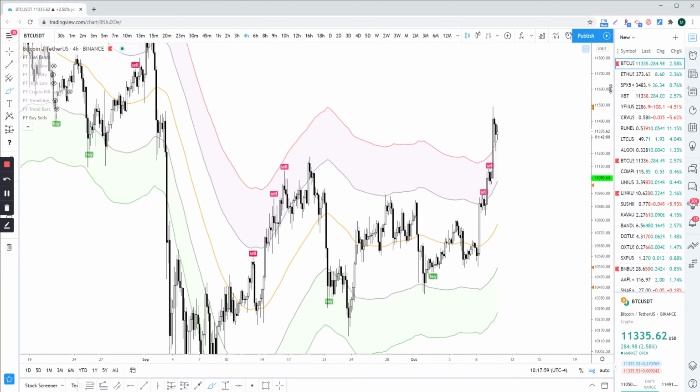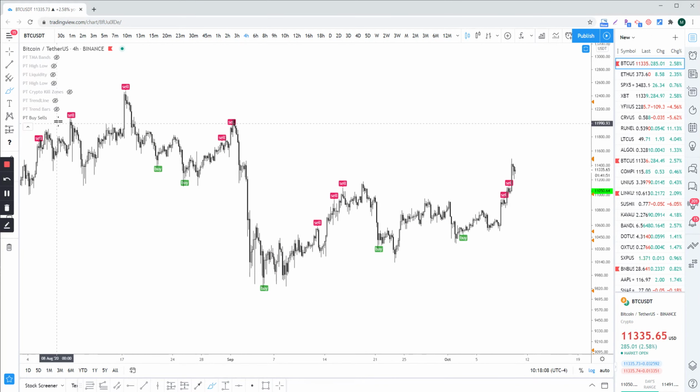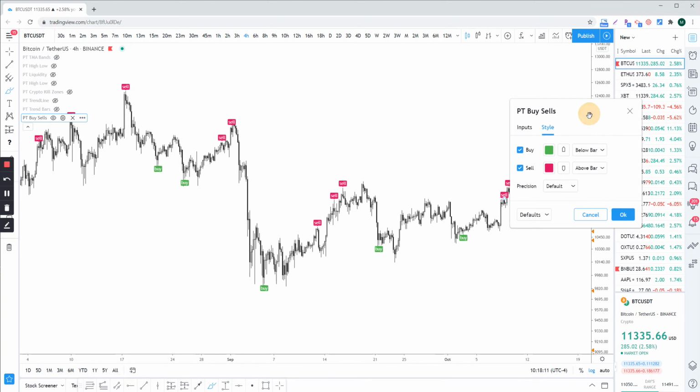That being said, let's talk about the settings. Let's get rid of the TMA bands. So what settings do I like best? The default settings that we put are my favorite.